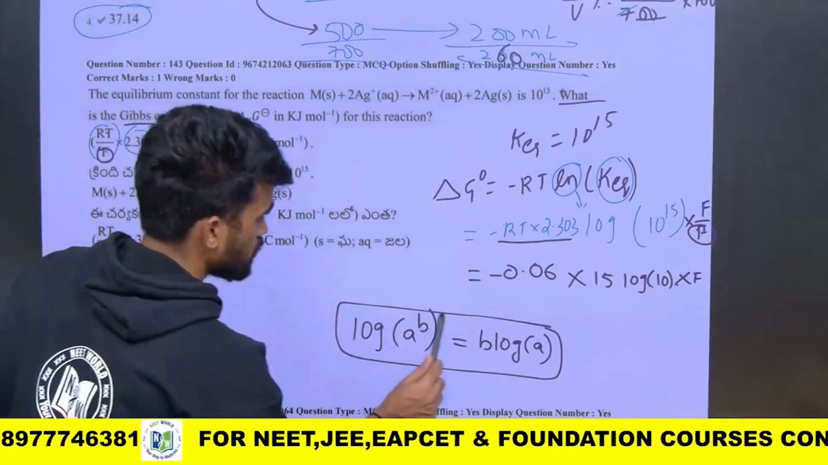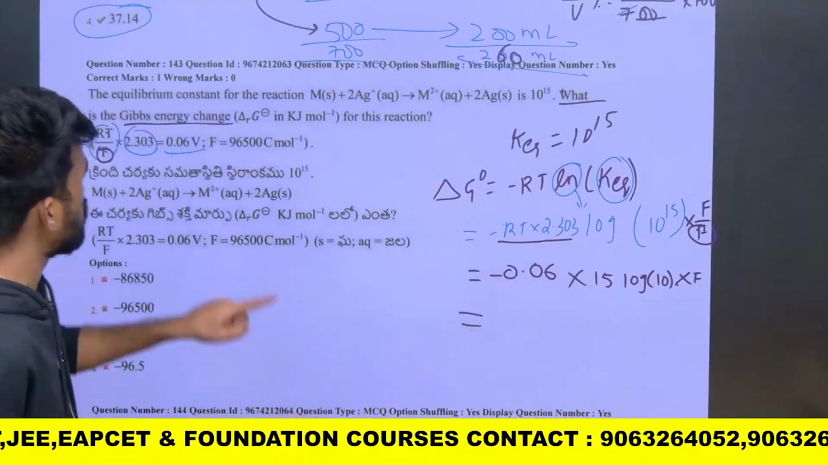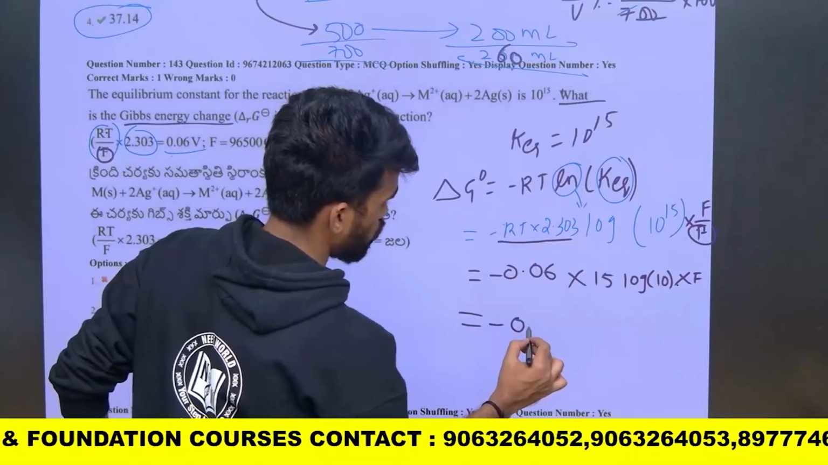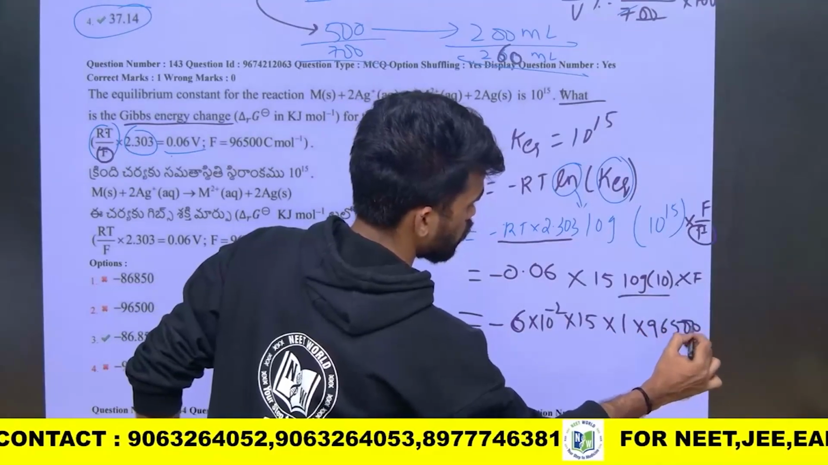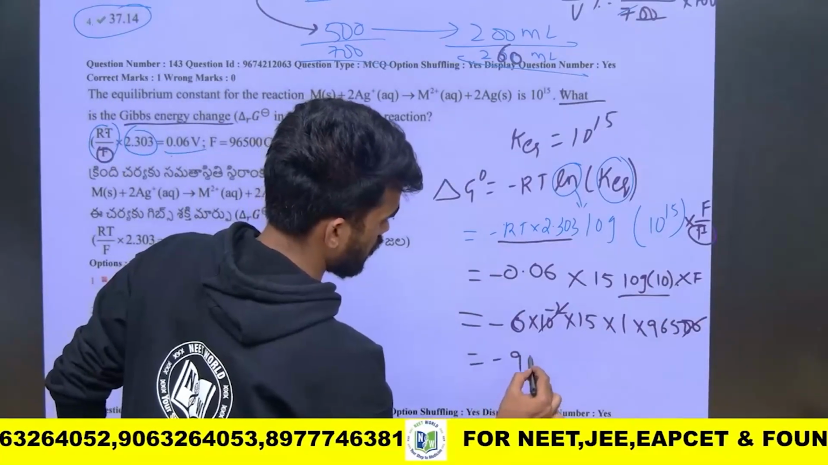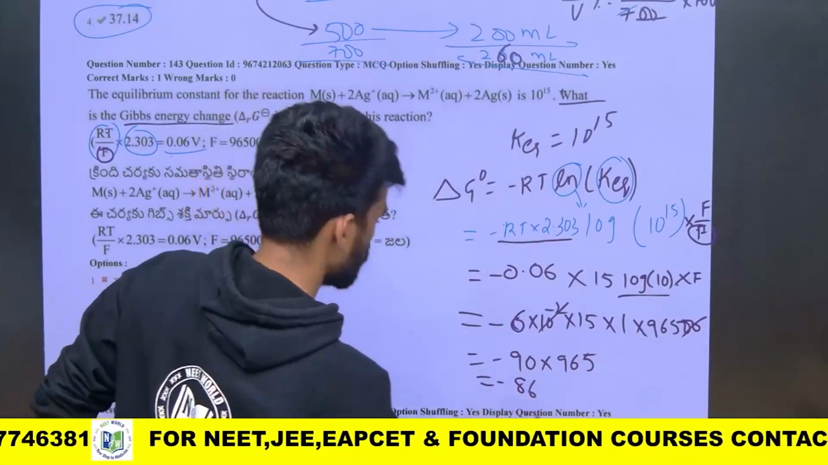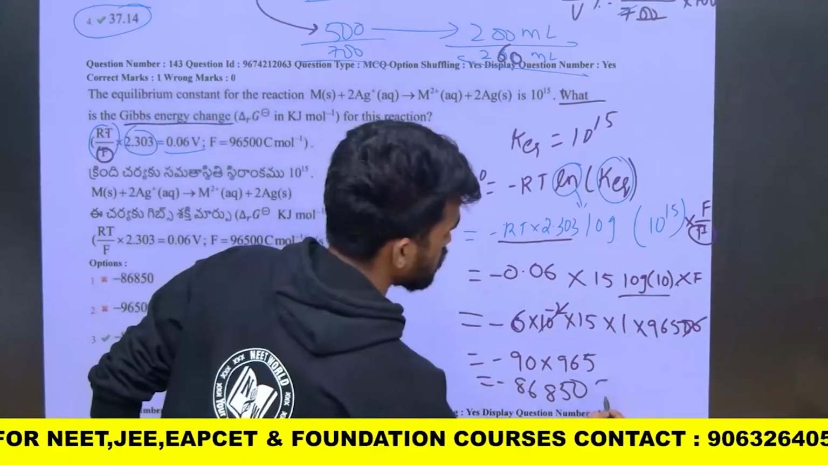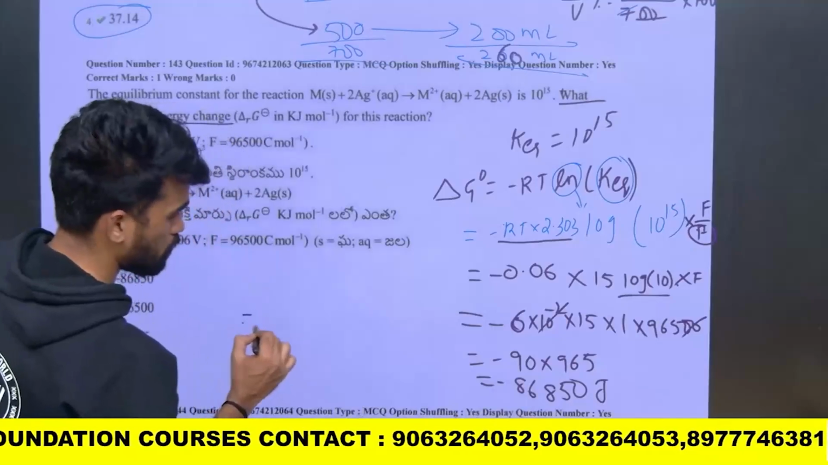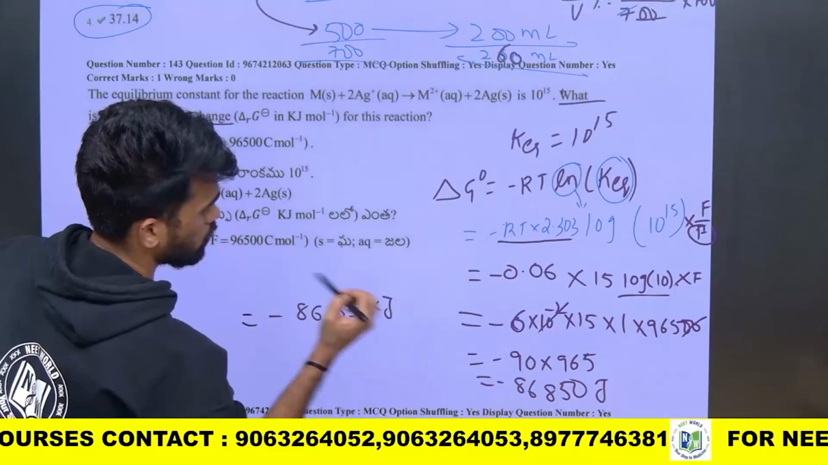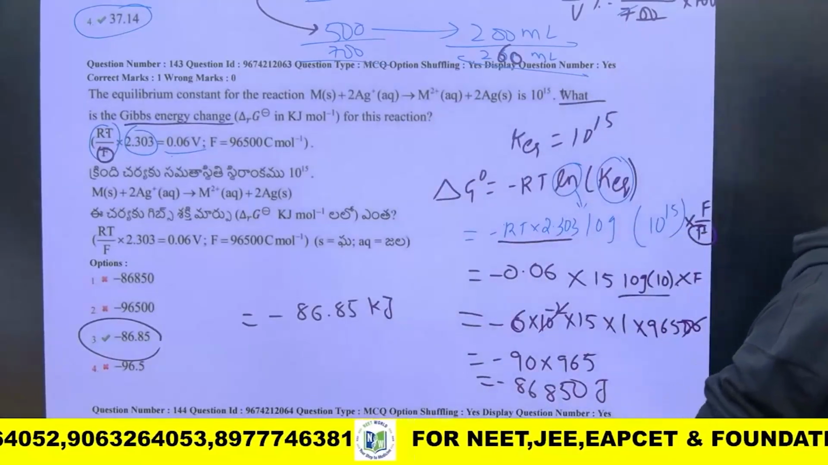Now I am erasing this. Here the F value they also mentioned, 96500. So minus 0.06, that is 6 into 10 power minus 2, into 15 into log 10 means 1, into F means 96500. The two zeros cancel. By simplifying this, minus 90 into 965. After doing this you will get around minus 86850 in joules, but they are asking for the answer in kilojoules. So kilojoules means divide by 1000, it becomes minus 86.85 kilojoules. So what is our answer here? Minus 86.85 is the answer for this question. I hope it is clear, no confusion, right?